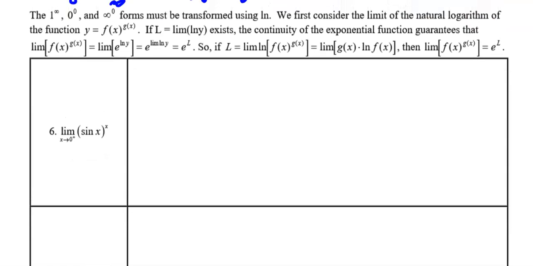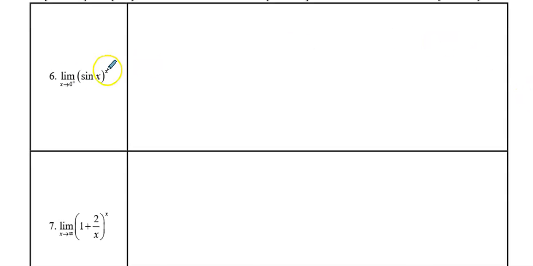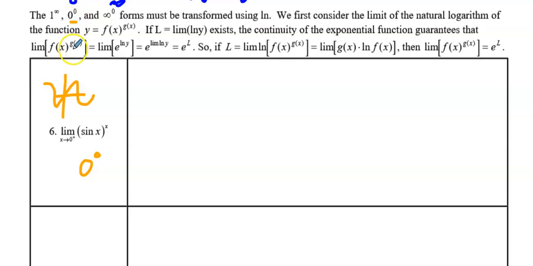I'm going to show you 2 of these 3 in this video, but all 3 of them are done the exact same way. We're going to start with example number 6: the limit as x approaches 0 from the right of sine of x raised to the x power. Sine of x is a function that we know looks like this. As x approaches 0 from the right, sine x goes to 0, and if we plug in 0 for x, we get 0. So we have 0 raised to the 0 power, and that's our indeterminate form.